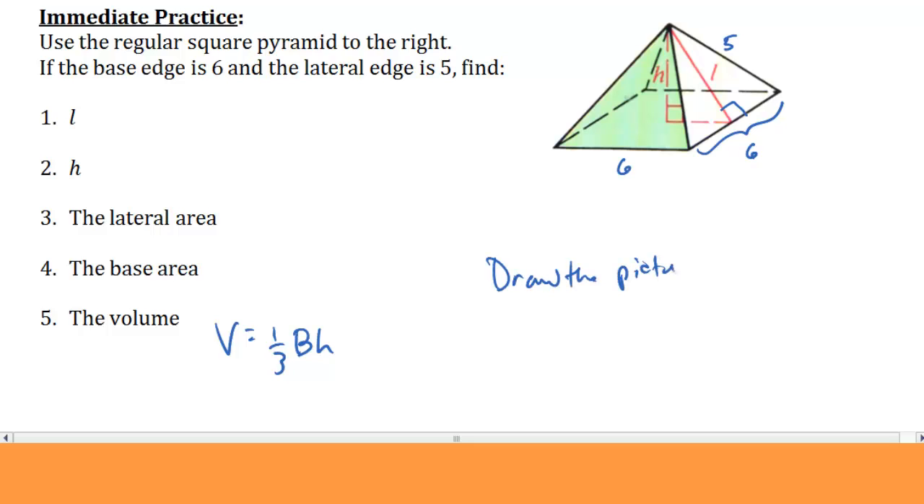Make sure you draw the picture and show your work. That's the end of section 12.2.